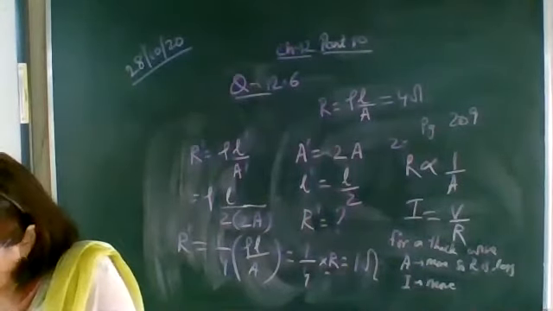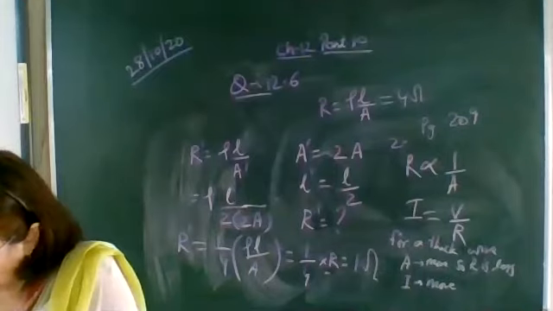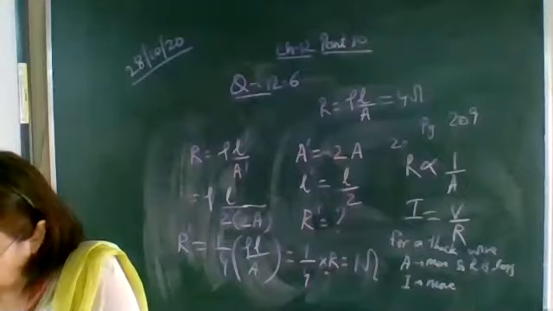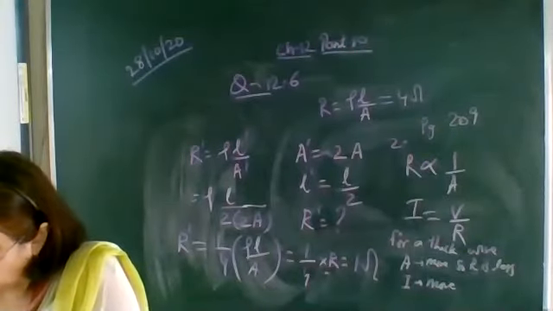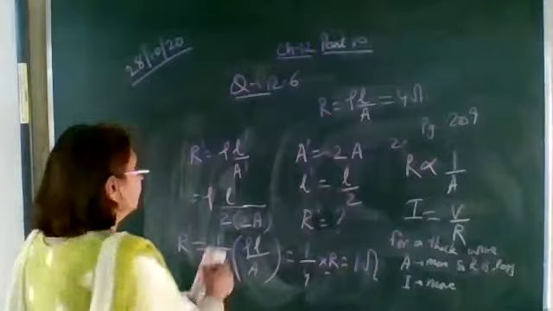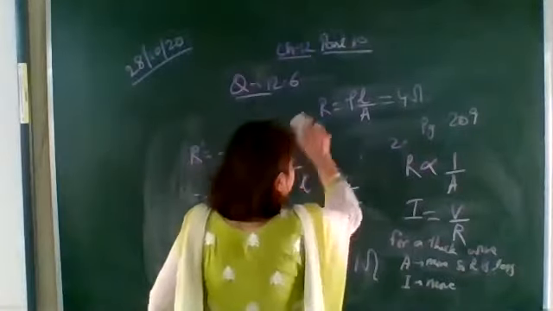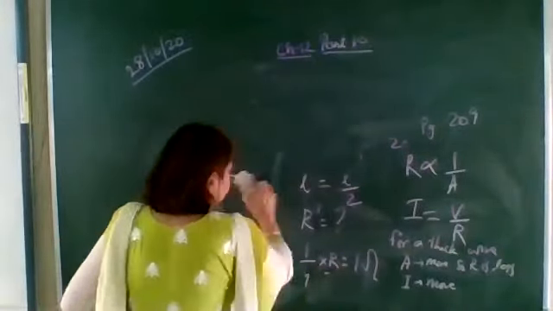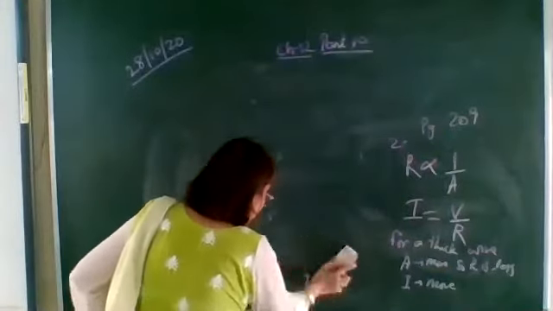Next is, let the resistance of an electrical component remain constant while the potential difference across the two ends of the component decreases to half of its former value. What change will occur in the current through it? Okay, given that the resistance is constant and the potential difference is half.